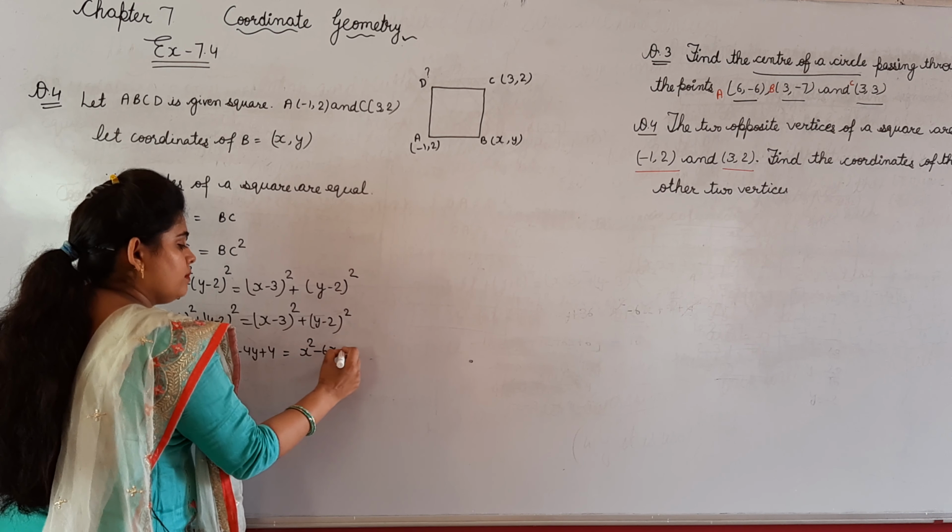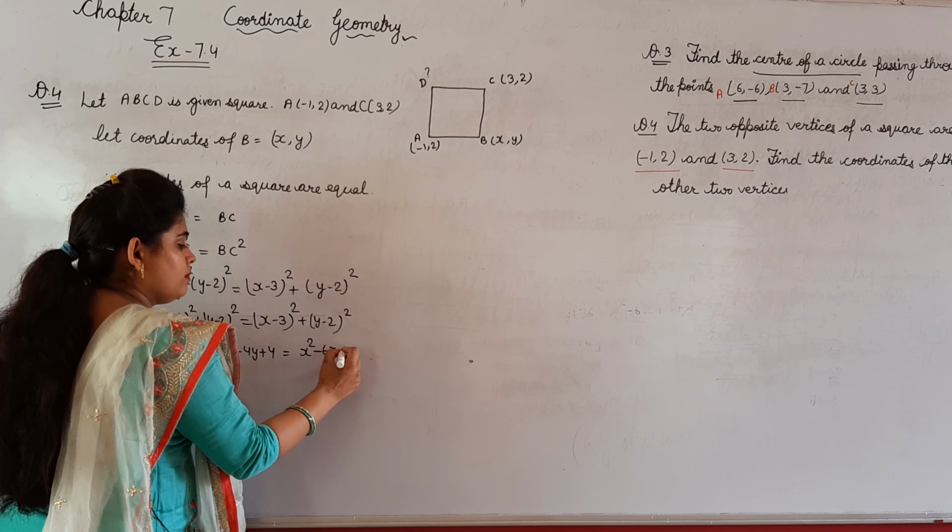So what is left here? 2x. This minus 6x will become plus 6x. 9, this plus 1 will become minus 1. 8x is equal to 8. x is equal to 8 divided by 8. x is equal to 1. So from here we are getting the value of x. Now we want to find the value of y. How we can find? We will use another relation.